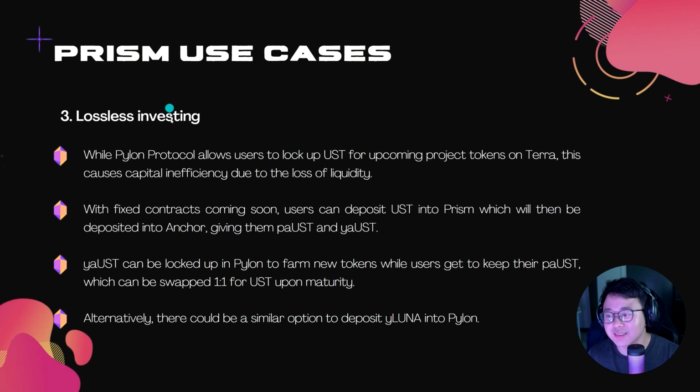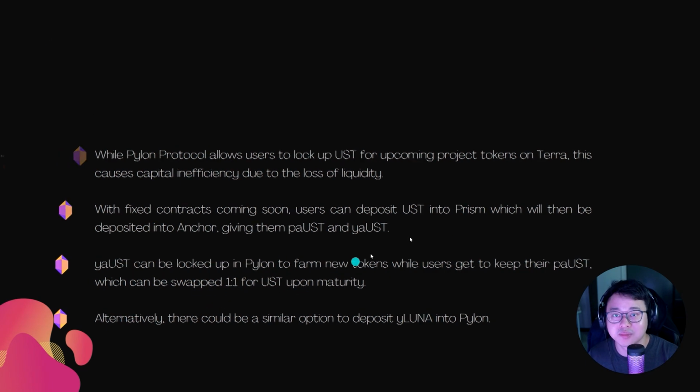The third use case is lossless investing. So while Prism Protocol allows users to lock up UST for upcoming project tokens on Terra, this is capital inefficient because you basically lose the liquidity and you can't do anything with the UST afterwards. Prism will be launching fixed contracts soon where users will deposit UST into Prism, which will then be deposited into Anchor and then refracted into principal AUST and yield AUST. So the yield AUST component can be locked up in Pylon to farm new tokens, while users get to keep their principal AUST, which can then be swapped for UST 1-to-1 upon maturity.